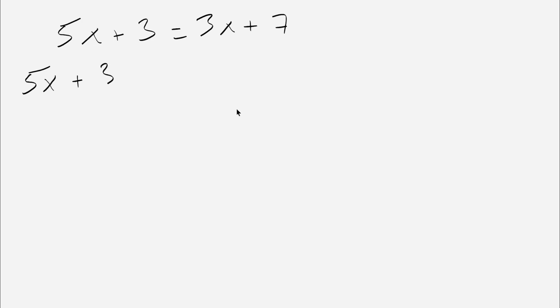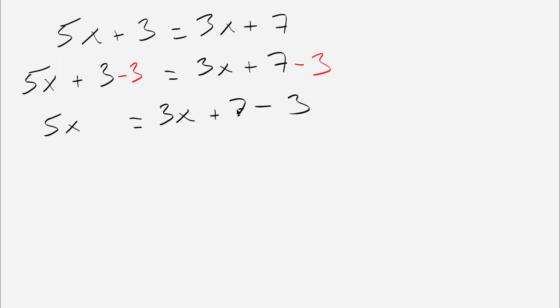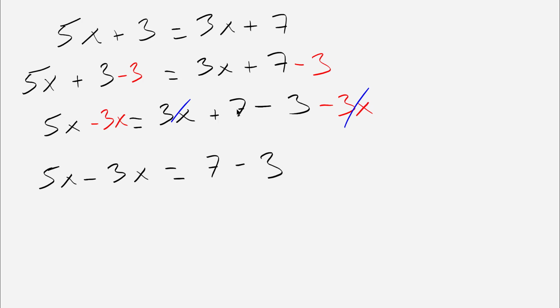So 5x plus 3 equals 3x plus 7. So we know that we were subtracting 3 from both sides, first of all. So we did that already, and that gave us 5x equals 3x, and I'm going to leave this as plus 7 minus 3 for now. And the next thing we did was subtract 3x from both sides, and that left us with 5x minus 3x. I'm going to leave that as it is, and on the right hand side the 3x and the minus 3x cancel, and we have 7 minus 3 left on the right hand side.